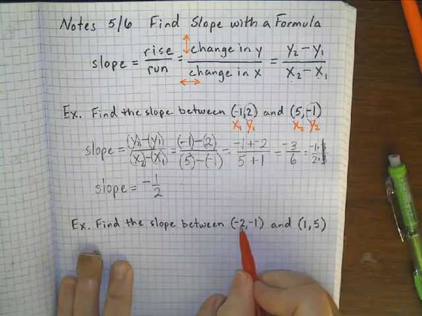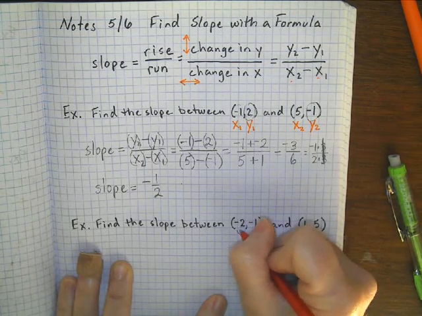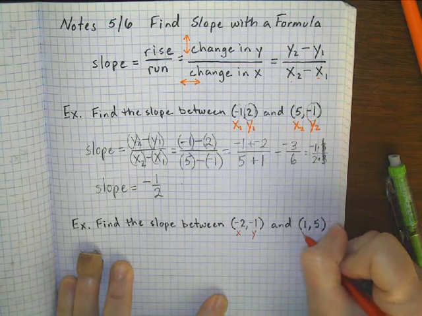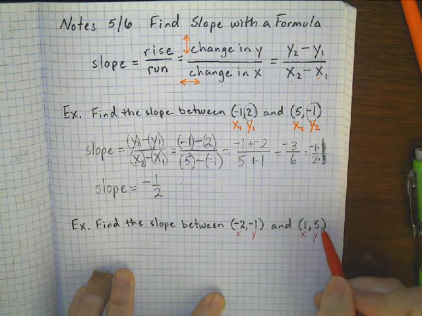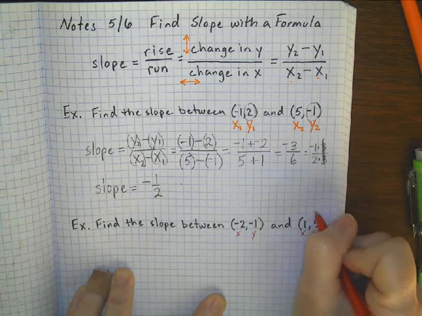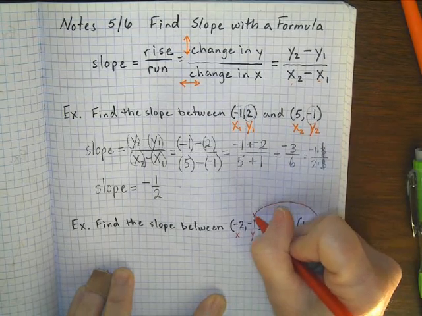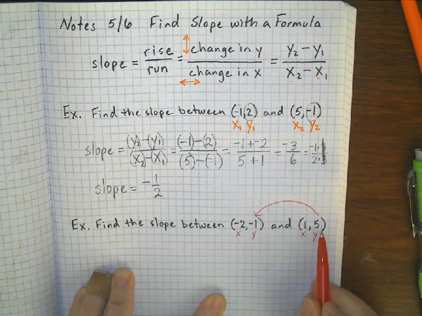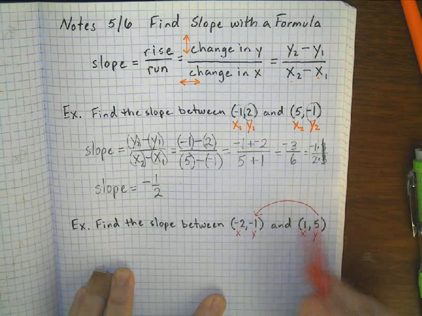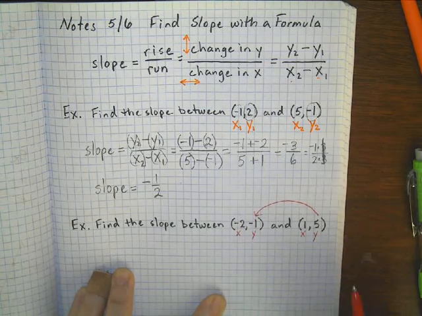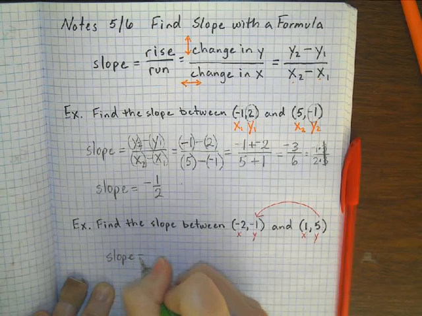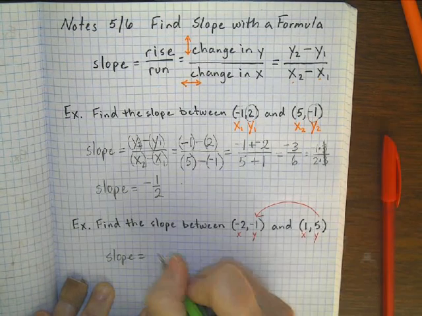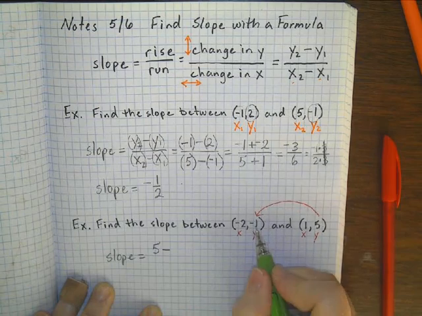Remember, it goes x, y. This is an x value. This is a y value. This is an x. This is a y. That's how we label it. X, y, just like the alphabet. Now, I'm going to start with the second y value, and I'm going to subtract the first y value. So I start with the second one, and I subtract the first one. And that's going to go on top. So my slope is going to be equal to 5 minus -1.